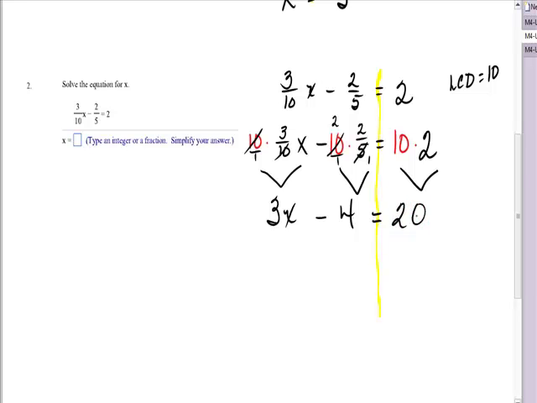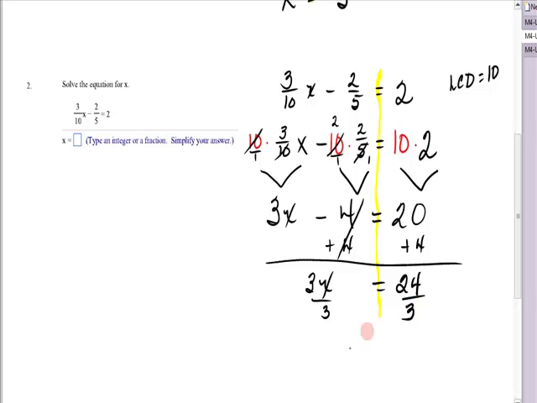Now solve the new equation. I'm going to add 4 to both sides. I get 3x is equal to 24. Divide by 3, and x is equal to 8. So the solution is 8.